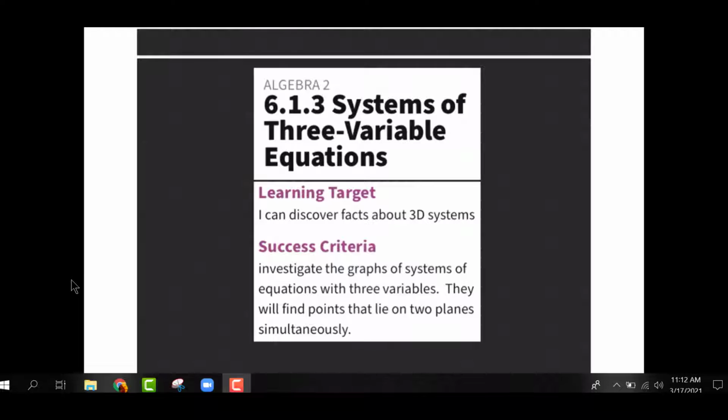313 is those systems of three variable equations. So like I said just a minute ago, we're going to go over that 3D grapher to come up with those graphs and see what we come up with, and see if we can figure out when it comes to two planes what makes them parallel, and when they do intersect, where they intersect. Sound good for you guys? Alright.